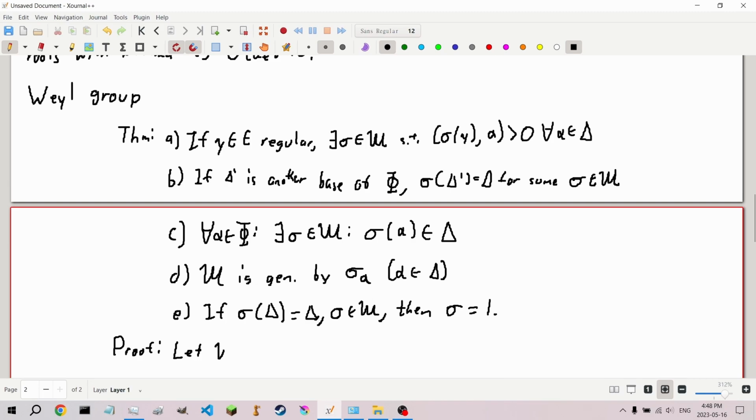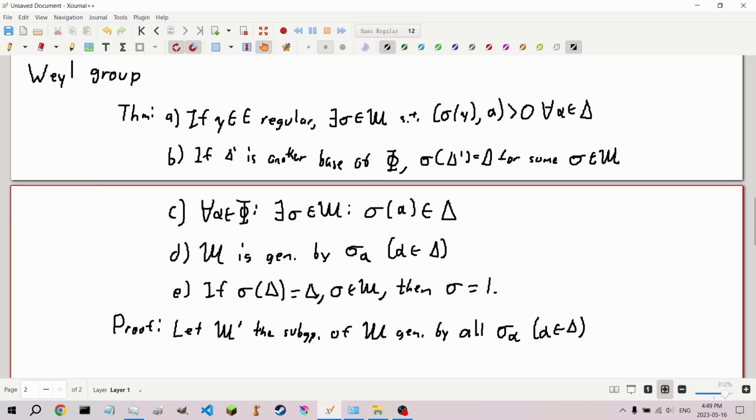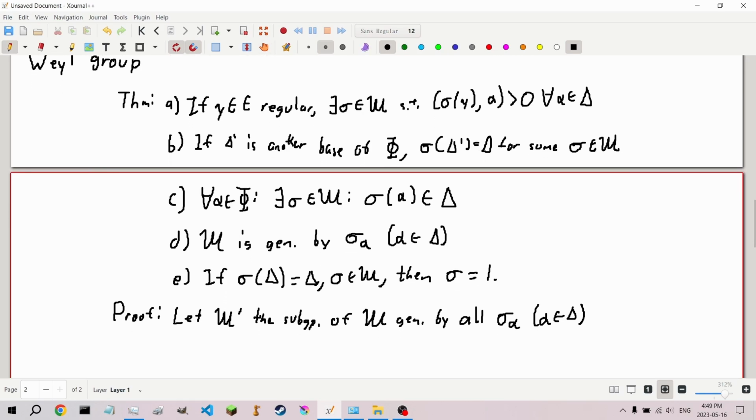For a proof, we're going to let W' be the subgroup of the Weyl group generated by all of the reflections generated by the elements of the base. Let's prove the first three steps just for this subgroup, and then show that it's the whole thing, which means our previous results will then apply to all of the Weyl group, and not just the subgroup.